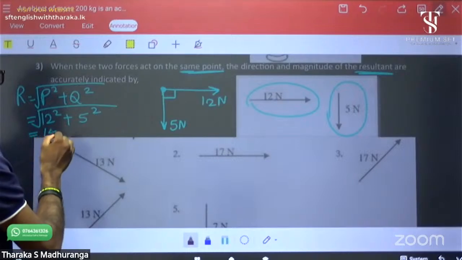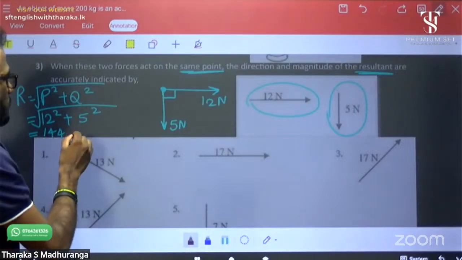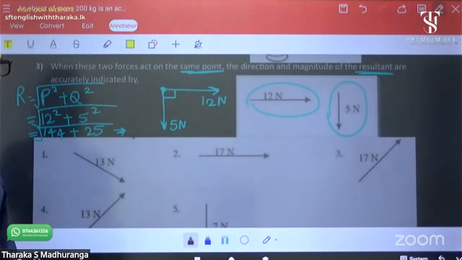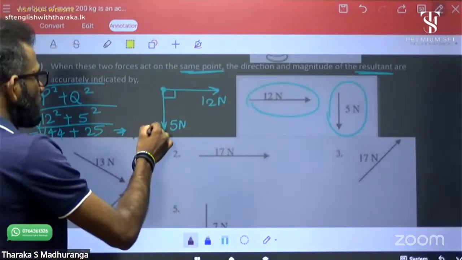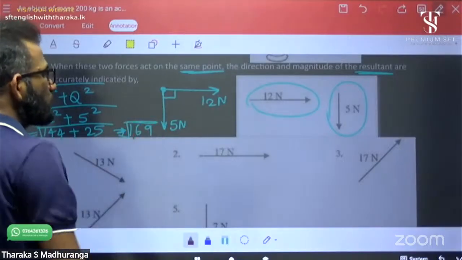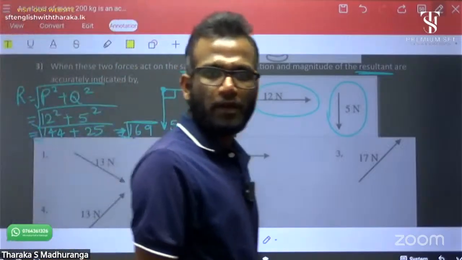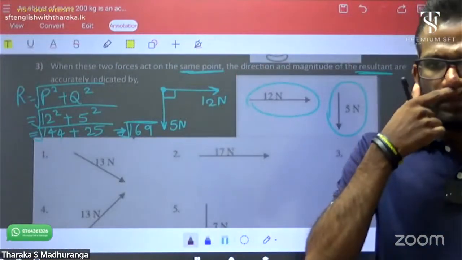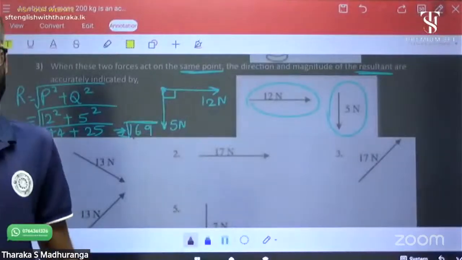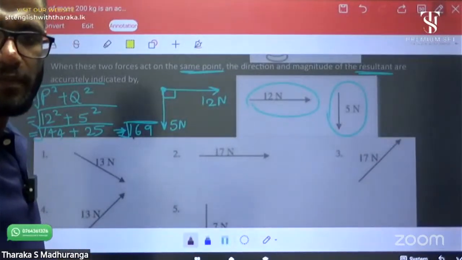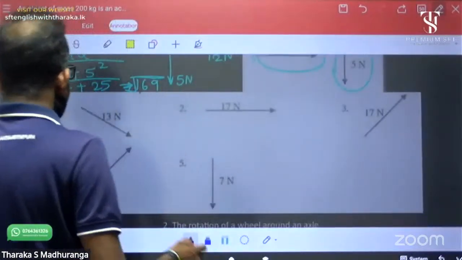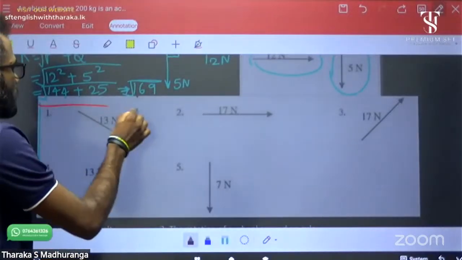12 squared is 144, plus 5 squared, 25. That is 169. Square root of 169. What is this? Square root, it is 13. Then what is the magnitude? 13. But you have two answers with 13. That's the problem.